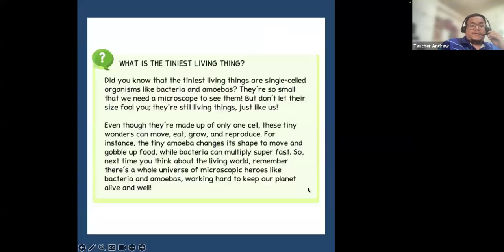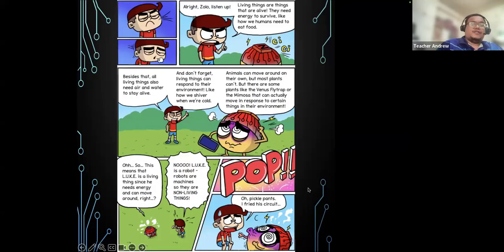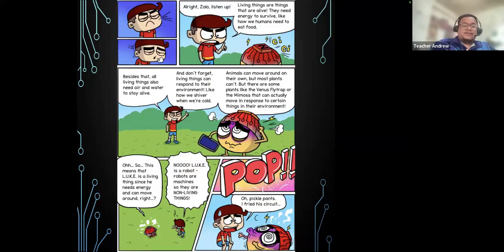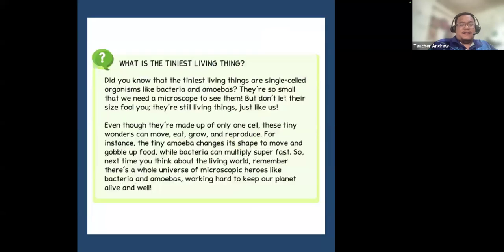Right? So based on this story, we know that living things need air, food, and water to survive. Living things can move, but not all things that move are living things. For example, this swing. A swing can move, but a swing is not a living thing. All right, this is a short little story on how you can explain living things to 4-year-old students. Right, so some good to know.